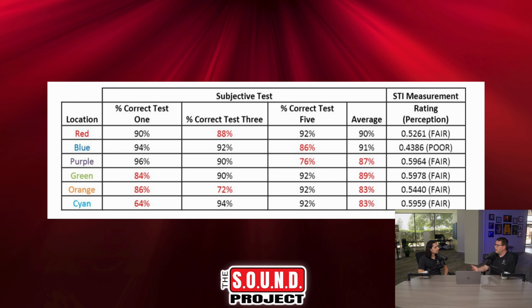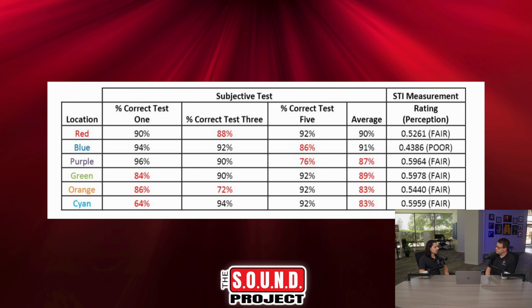And then on the far right-hand side, you see the STI, which is a 0 to 1 rating. 1 would be perfectly intelligible, 0 would be unintelligible. And so it's kind of right in the mid-range there, between 0.43 and 0.59. So not great, but it is also an untreated room, so it's kind of to be expected.